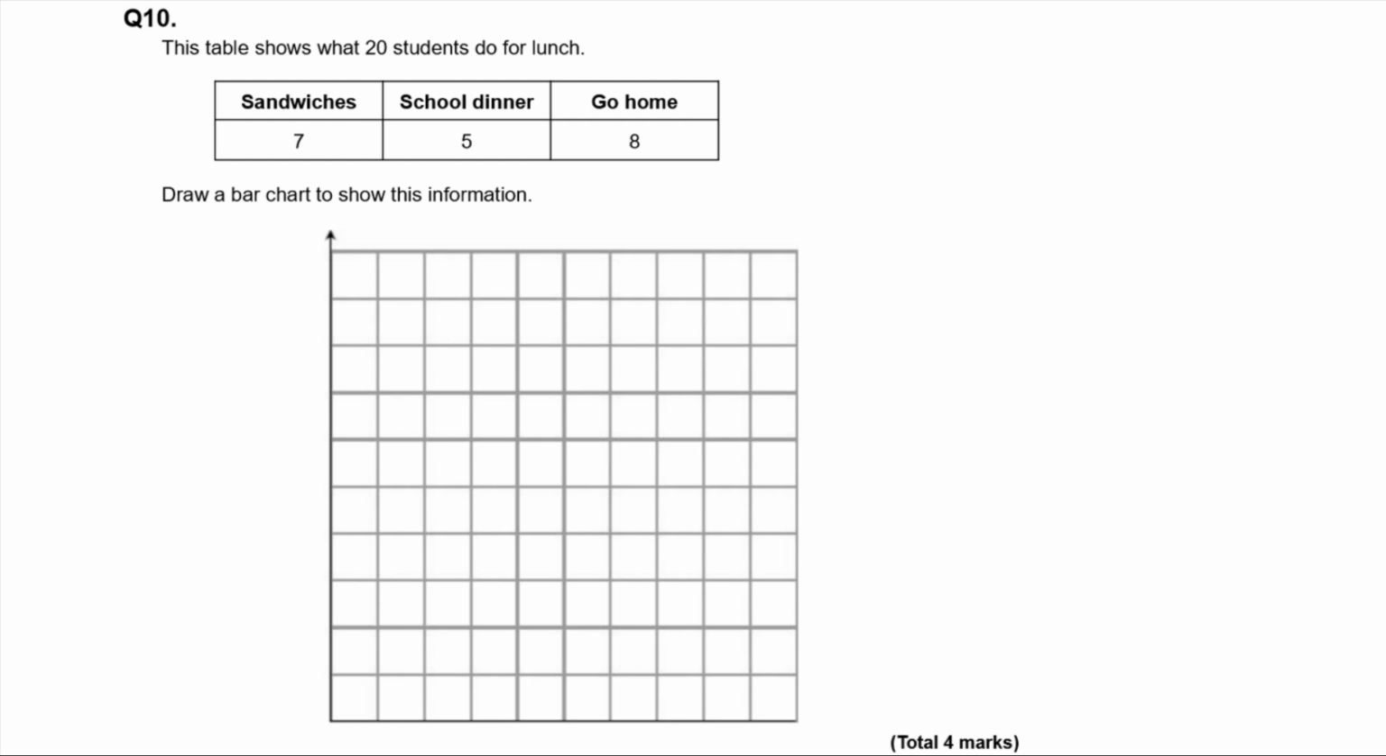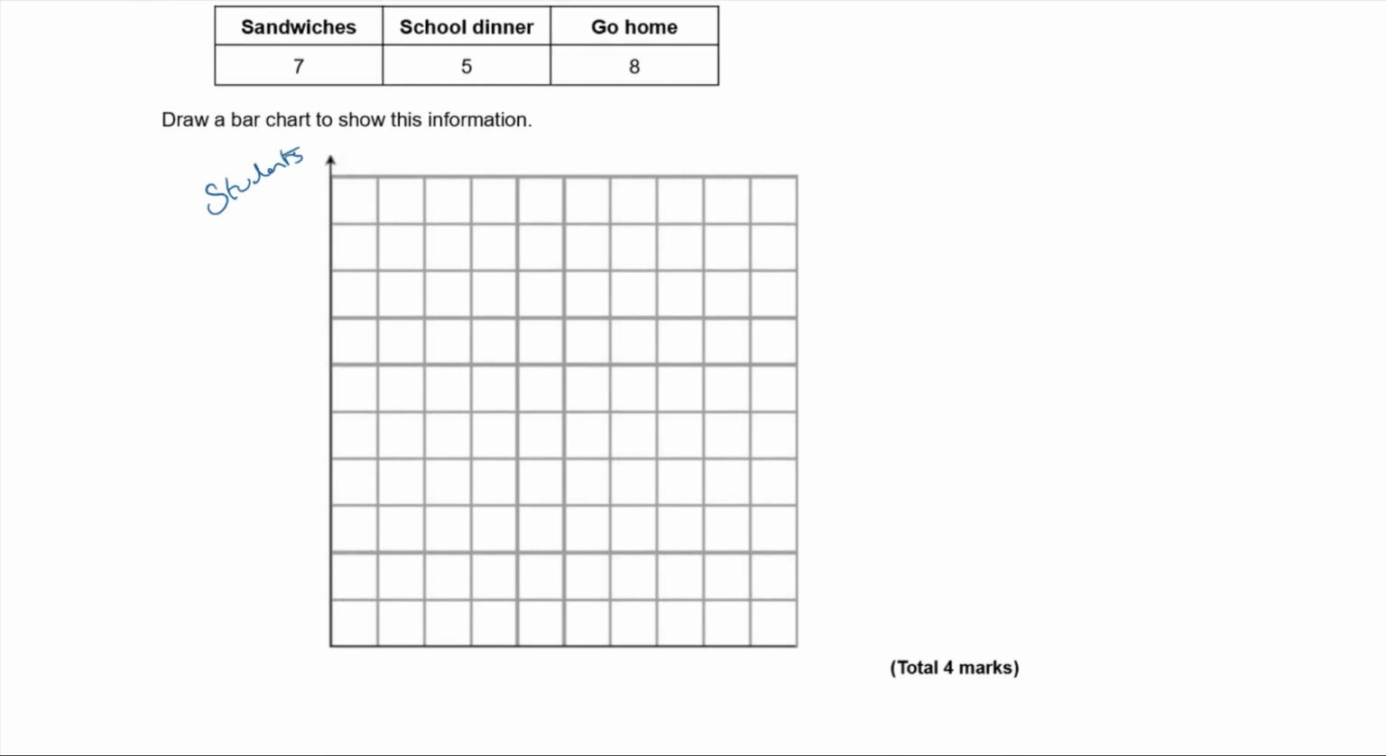Question 10, this table shows what 20 students do for lunch. 7 have sandwiches, 5 have school dinners, and 8 go home. Draw a bar chart to show this information. Okay, so I'm going to have the number of students up the side, and then I'm going to have either sandwiches, school dinners, or go home along the bottom. Now, I'm just planning this out. You need to have a gap between your bars, and all the bars need to be the same width. So I'm thinking that I'm going to have 2 squares for my bar, and then a gap, and then 2 squares for my bar, and then a gap, and then 2 squares for my bar, like that. That would fit nicely on there.